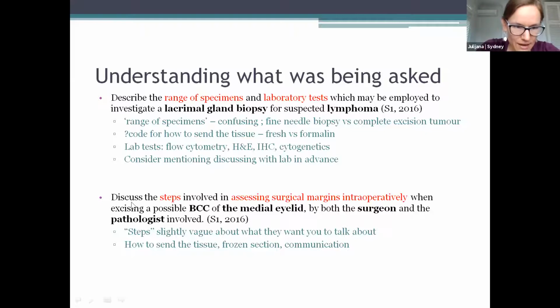The other question that was maybe not answered well, according to the examiner's feedback, was discussing the steps involved in assessing surgical margins intraoperatively when excising a BCC of the medial eyelid, by both the surgeon and pathologist involved. So I think they really wanted you to talk about frozen section, and that's what the pathologist would consider to be intraoperative management. So again, just talking about the communication and how you would send the specimen.